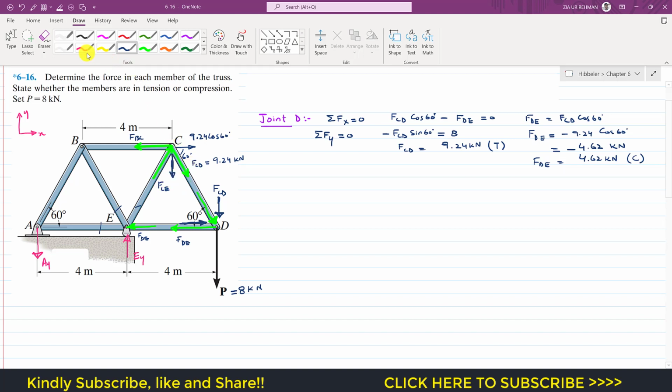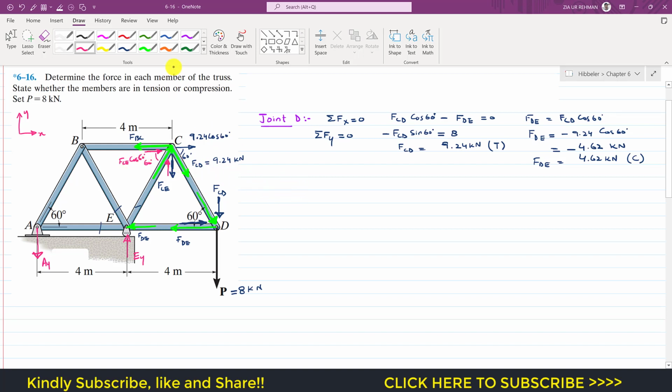Similarly, this FCE will have two components. It will have one component which will be acting in this direction. It is also making 60 degrees. So this is the cos component and it will have one component which will be acting vertically upward here. So this one will be the sine component. Let me write that this is FCE cos of 60 degrees. So this one will be the sine component.